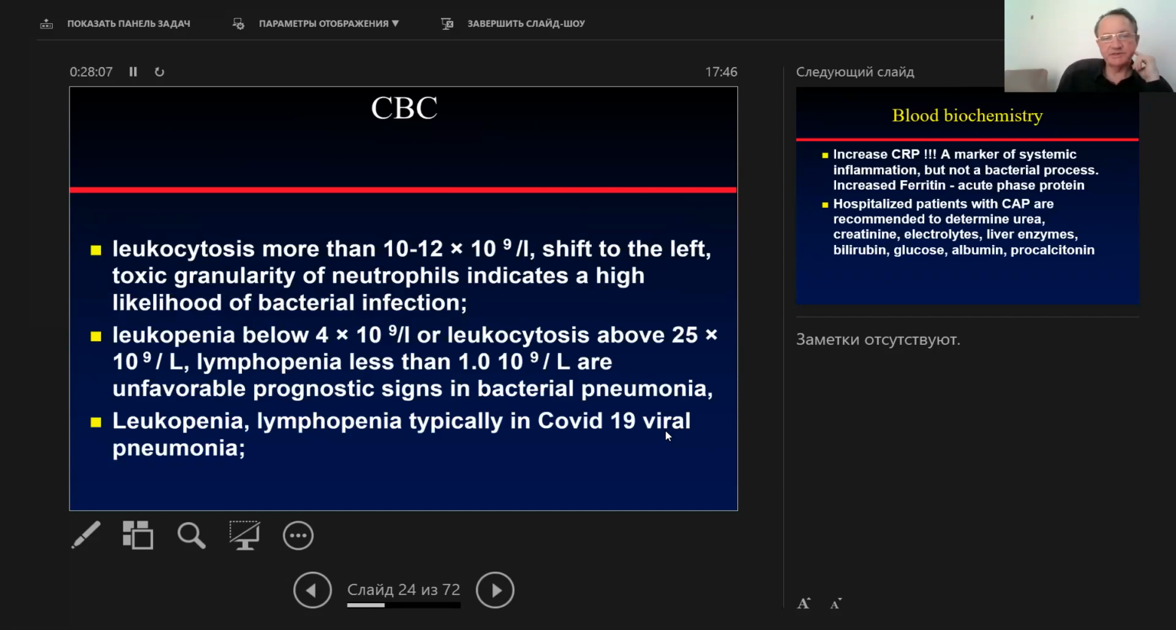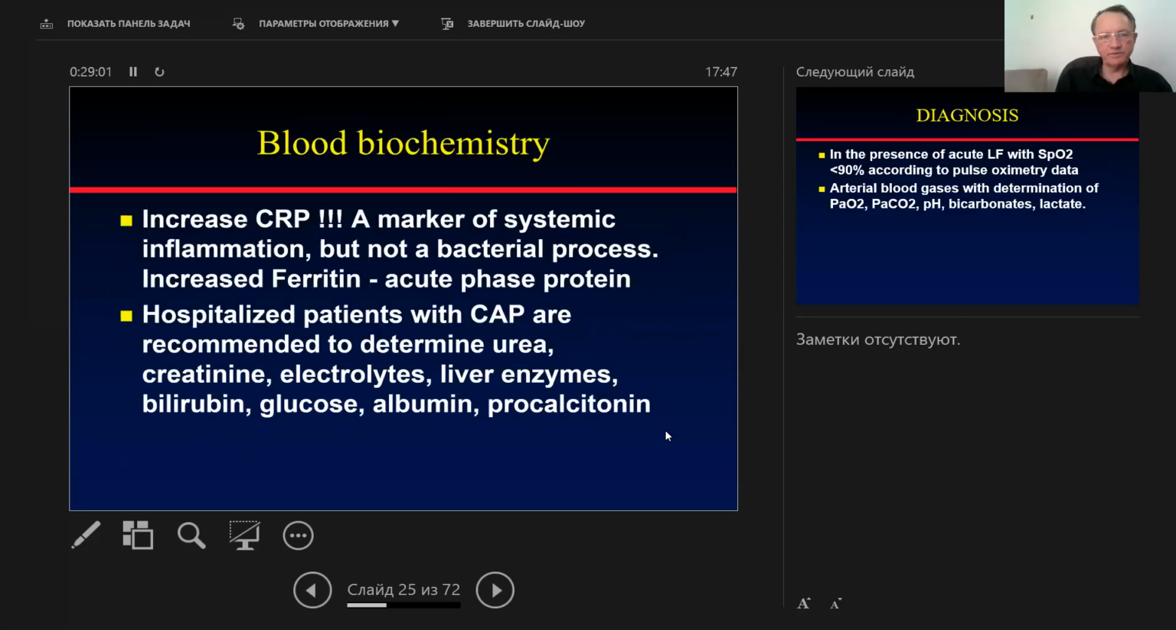What about the changes in the common blood analysis in case of pneumonia? Firstly, leukocytosis of more than 12 giga per liter, shift to the left, and toxic granularity of the neutrophils indicate a higher likelihood of bacterial infection. In case of bacterial pneumonia, leukopenia below 4 giga per liter or leukocytosis more than 25 giga per liter, and lymphopenia less than 1 giga per liter are unfavorable prognosis signs. In case of virus pneumonia, leukopenia and lymphopenia are typical, for example, in COVID-19 virus pneumonia.